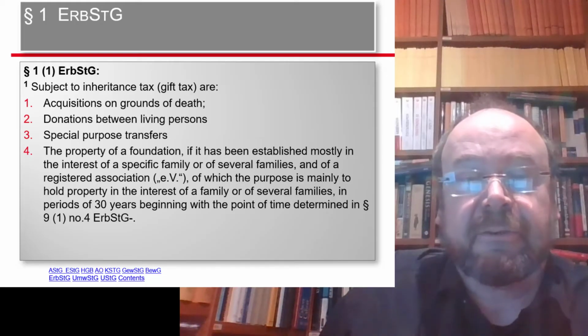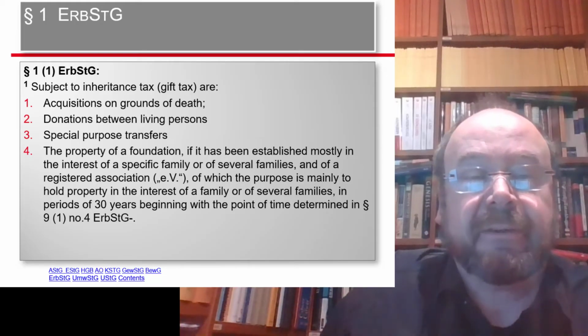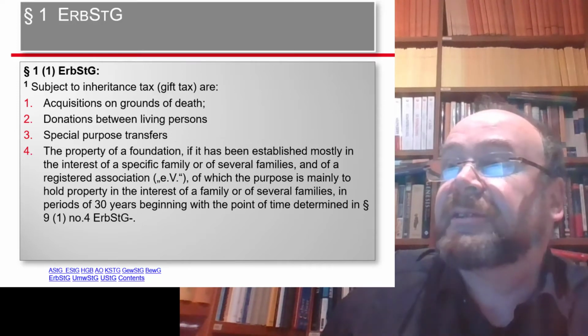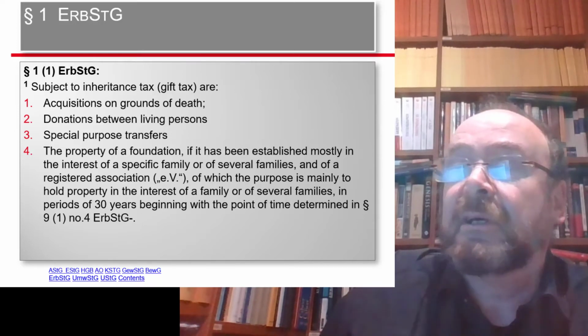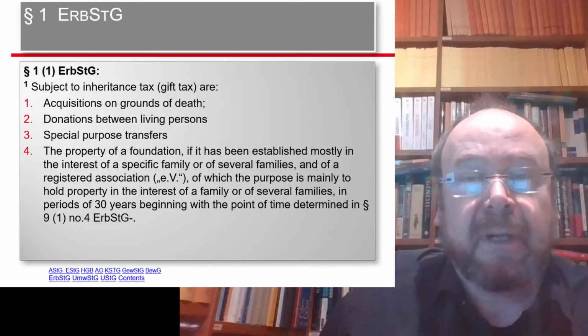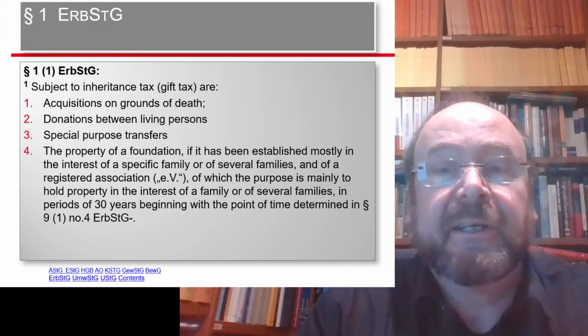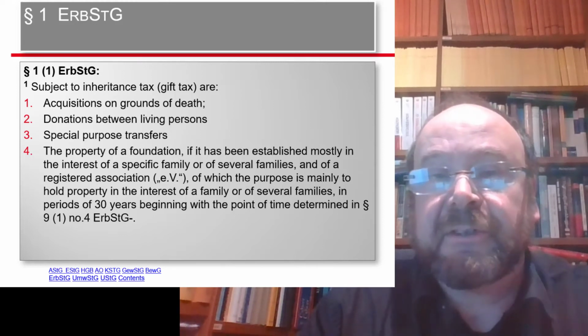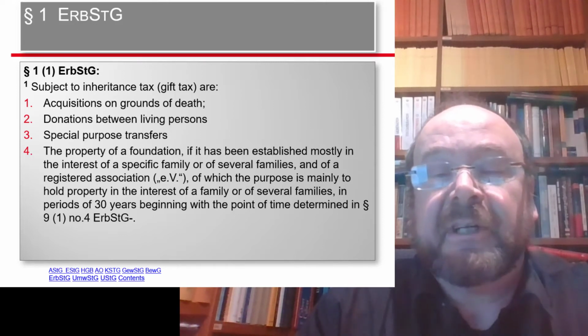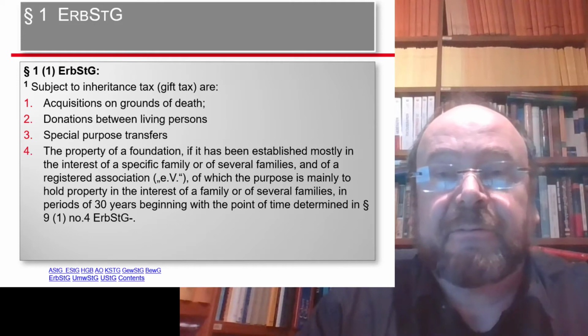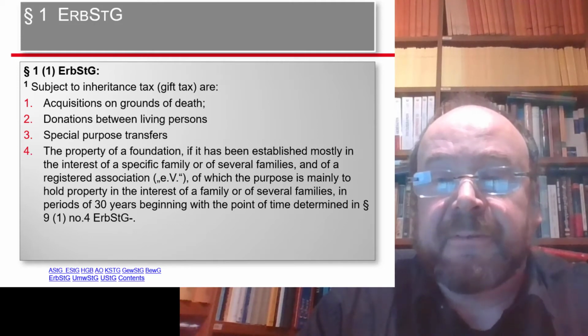So what we have to check was if an inheritance was really an acquisition on ground of death, if a donation made in accordance or on the command of a legacy to the Red Cross is an acquisition on ground of death, and if a donation between living persons, here from uncle to nephew, is really covered by paragraph 7.